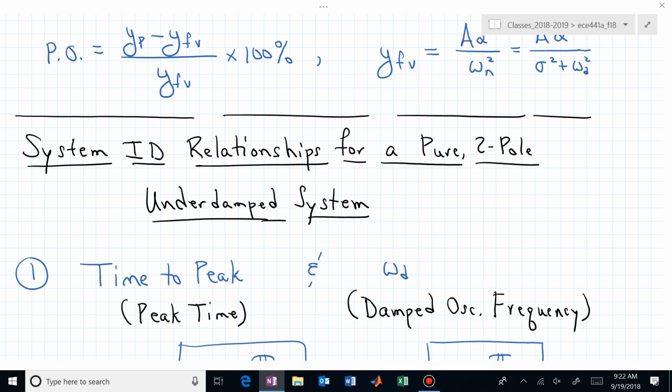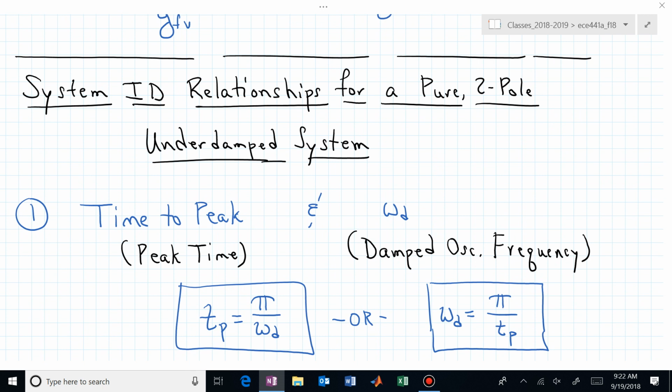Now I'm simply going to give you the relationships and then we will derive them, because I'm afraid we may run out of time. But these are what you will use. After you've written these down and thought about them, we will derive them, and then it will be clear where they arose. Here is our peak time and damped oscillating frequency relationship, the connection between omega sub d and T sub p. We will show that the time to peak is pi over omega sub d.